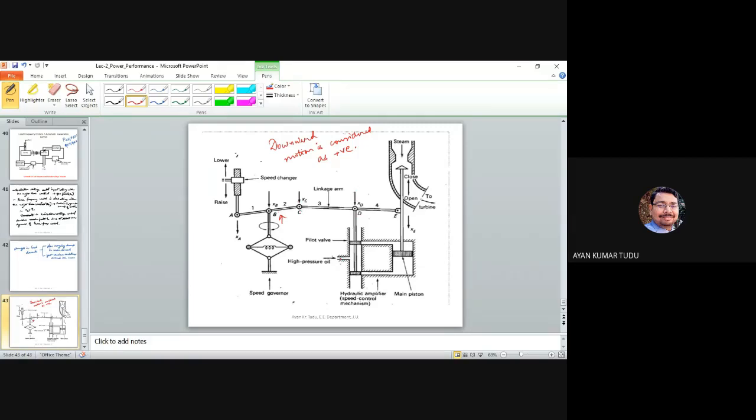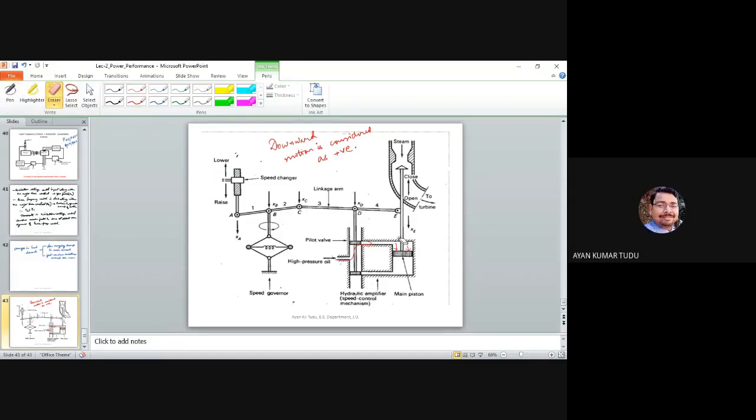D moving upwards means high pressure oil will be entering from the top orifice. It will be exerting pressure on the main piston, so that this valve opens, and more steam is allowed to the turbine, meaning the turbine shaft rotates more, the speed of the generator would be increasing, and the frequency would be increasing. I hope you have understood now.